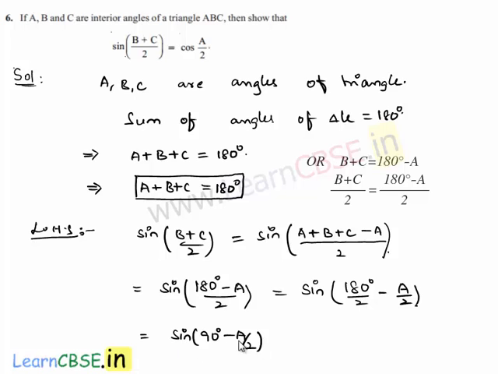We know that sine of (90 degrees minus theta) is nothing but cos theta, that is cos A by 2, which is nothing but the RHS. So here we got the right hand side is equal to the left hand side. So if A, B, C are angles of a triangle, then sine of (B plus C) by 2 will be equal to cos of A by 2.